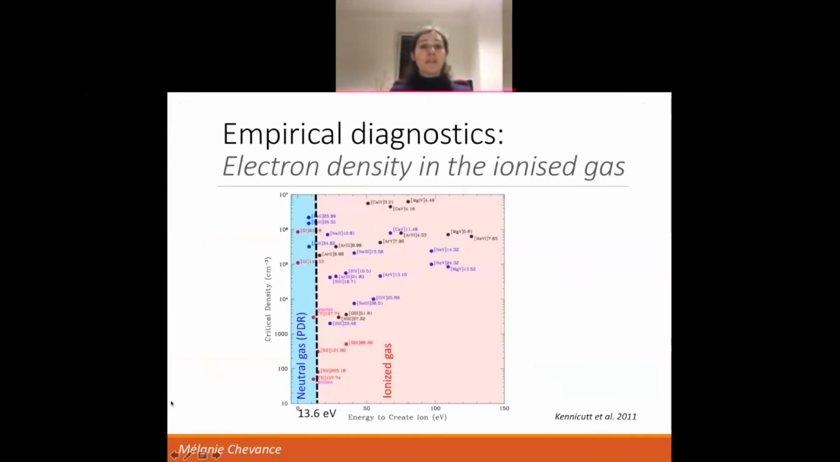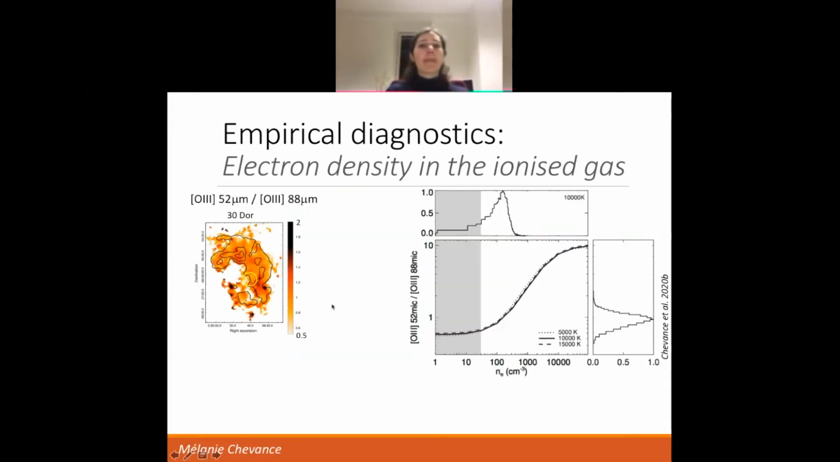So what can we do with all of these observations? The first thing is that we use these lines as empirical diagnostics to measure the electron density in the ionized gas. For that, we can use ratios of lines from the same ion but with different critical densities: the ratio of the O3 lines and the ratio of the S3 lines. The O3 line ratio is a valuable diagnostic that we can now get with SOFIA because we have access to the 52 micron line.